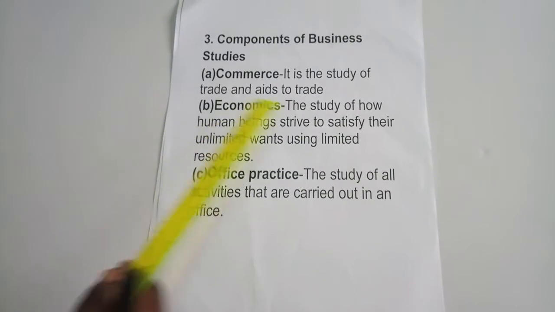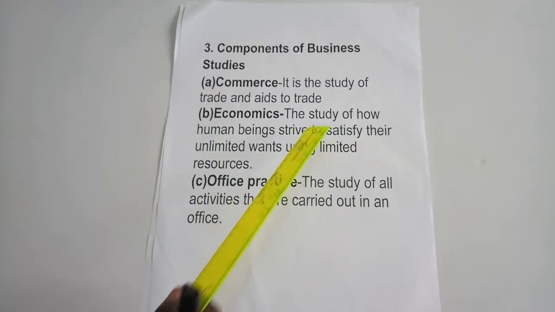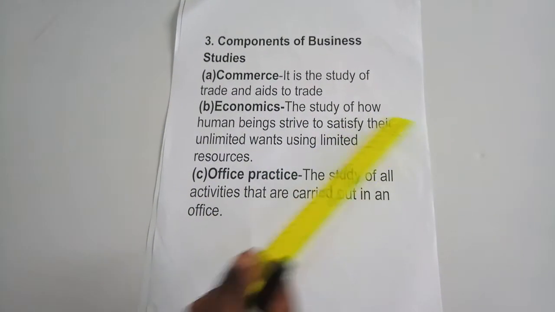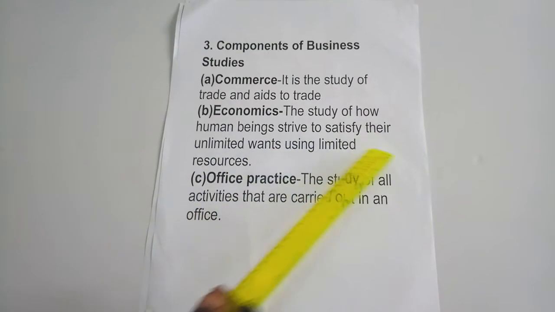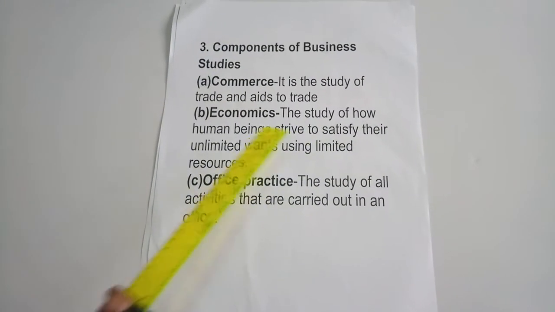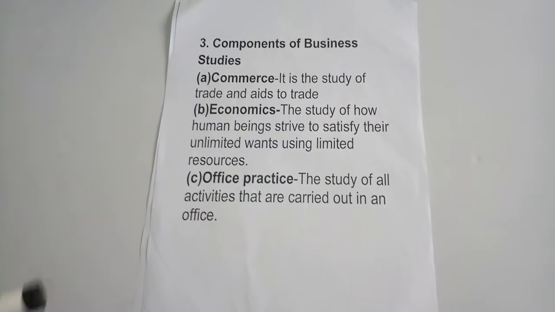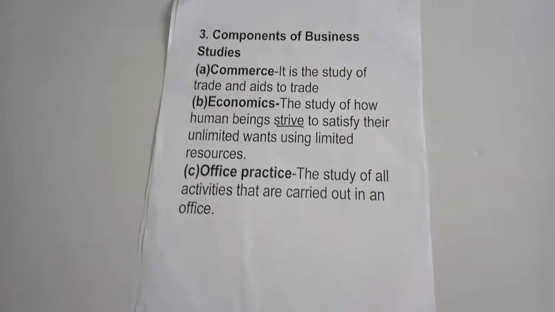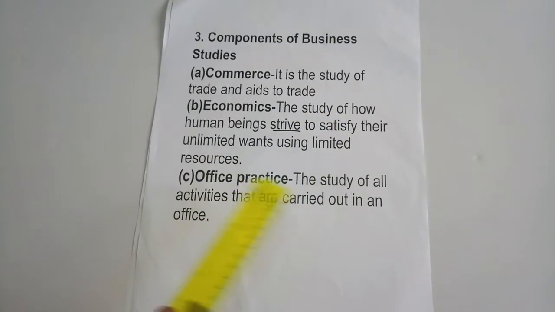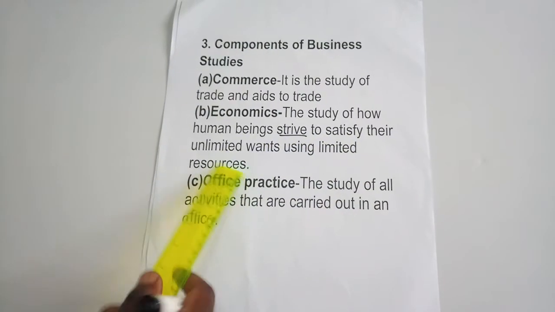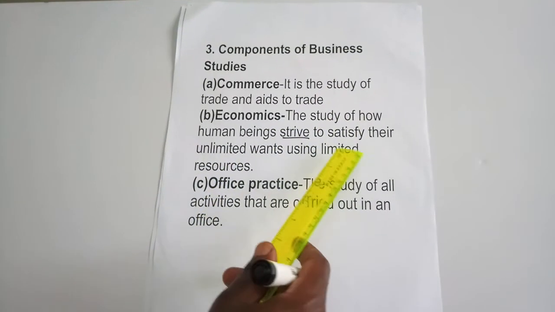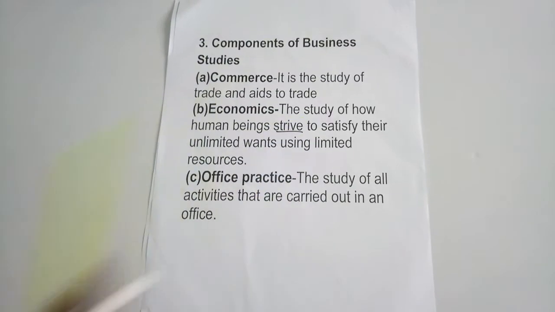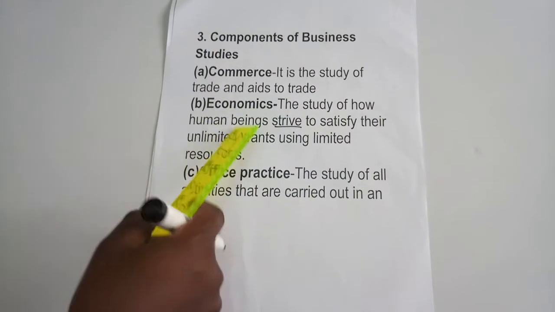We go to economics. What is economics? It is the study of how human beings strive to satisfy their unlimited wants using limited resources. Remember, the key word is strive, meaning there's a kind of struggle there. Human wants are so many, they are unlimited, but the resources to be used to satisfy them are limited. They are few. So we have the case of struggling or striving.